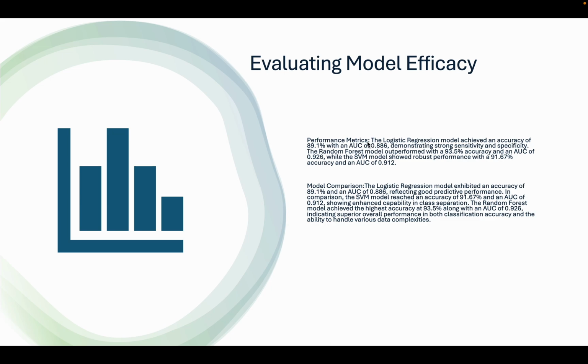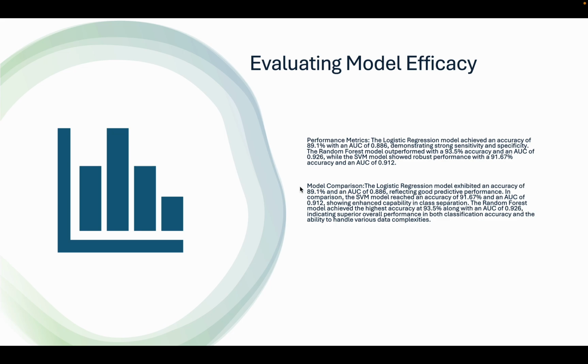The logistic regression model achieved an accuracy of 89.1% with an AUC of 0.8, demonstrating strong sensitivity and specificity. My random forest model outperformed with 93.5% accuracy and an AUC of 0.926, while the SVM model showed robust performance with 91.67% accuracy and AUC of 0.91.